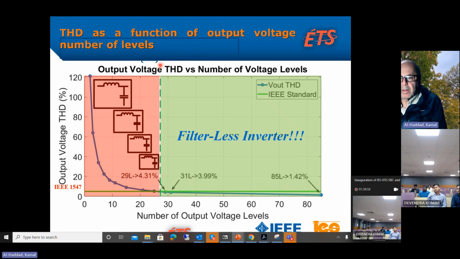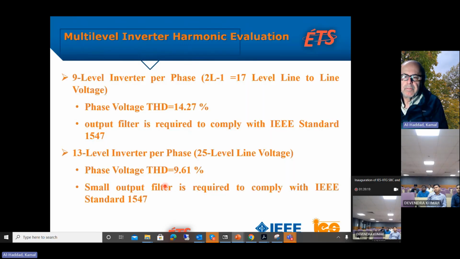So it's reasonable then. When you see here the orange color, where you have high THD, and the green section: if you want to replace the filter and not have one, you have to have a converter with at least 29 levels of output voltage. Who can give you this 29-level output voltage?